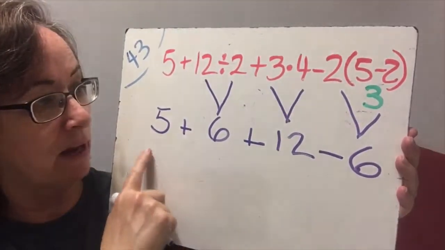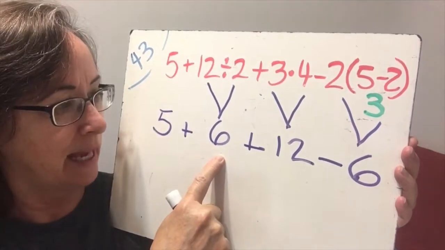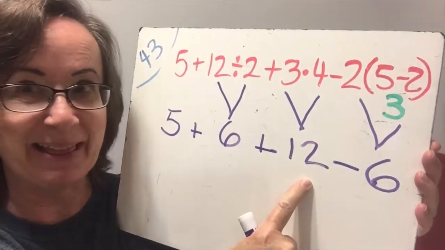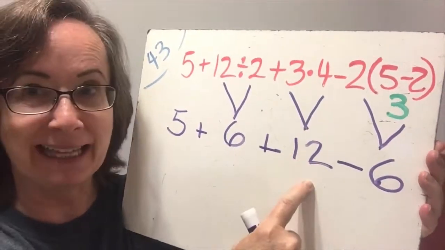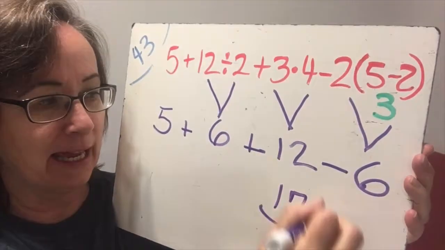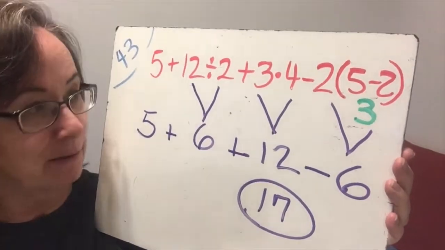Okay, so now I'm going to go left to right. 5 plus 6 is 11. And 11 plus 12 is 23. And 23 minus 6 is 17. And my final answer is 17. And I got it right.